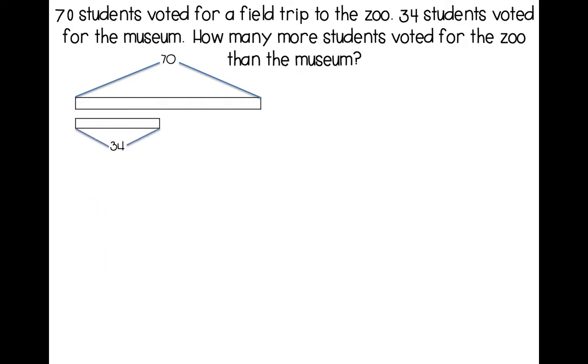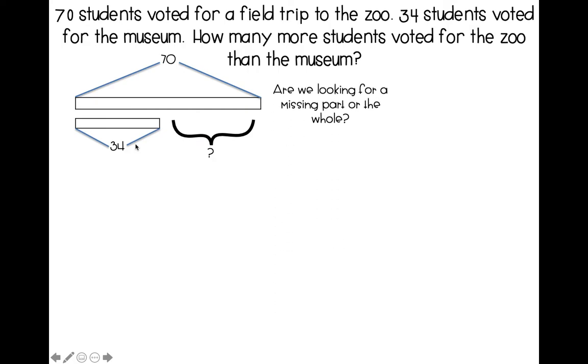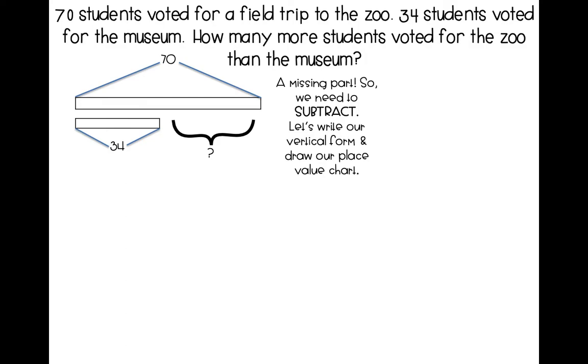34 students voted for the museum, which is less than 70. We want to find out how many more is 70 than 34. Are we looking for a missing part or the whole? That's right, we're looking for a missing part. So again, if we're missing a part, we need to subtract.